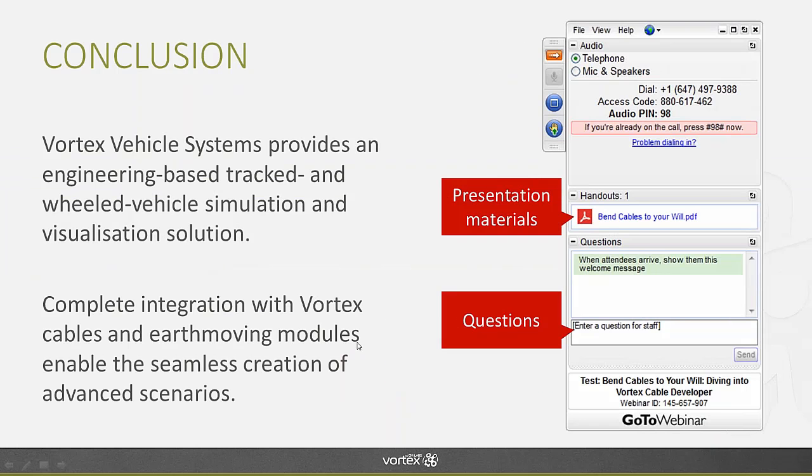Now, before we open up the questions, I'd just like to do a quick recap on today's presentation. What we looked at today is how Vortex Vehicle Systems allows you to create vehicle simulations that use engineering-based specifications, and allows you to create very realistic tracked and wheeled vehicles, and you can deploy them into a highly realistic environment in which you can actually discover emergent behavior dynamically. Vortex Vehicle Systems can be combined with existing Vortex modules to allow you to create more complex training or virtual prototyping scenarios. So we're going to move on to questions.